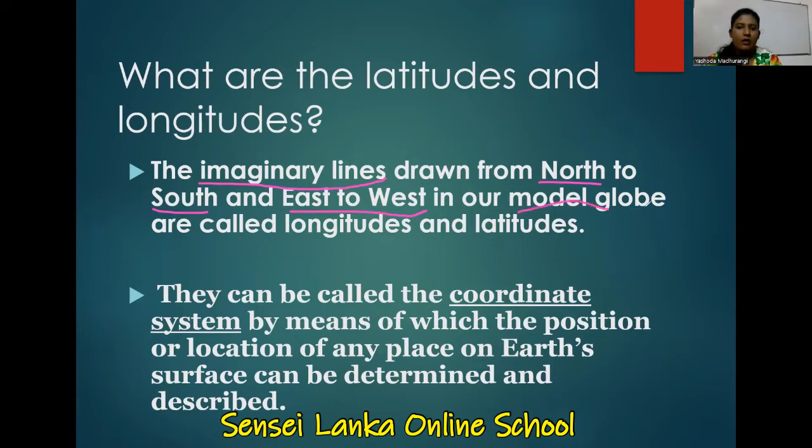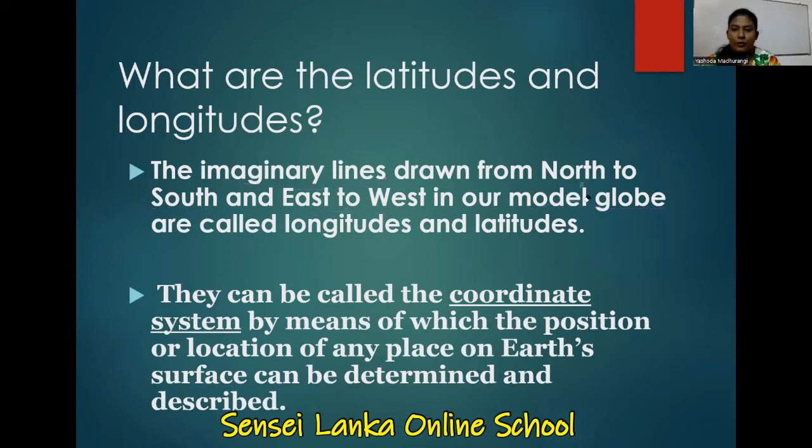Then in our model globe, what is model globe? ලෝක ගෝලය, ආදර්ශ ගෝලය. අපේ පෘථුවිය කියලා අපි හිතාගෙන හදලා තියෙනවා ගෝලයක්. It is just like a ball. So, we are drawing these imaginary lines from north to south and east to west. Where do we draw? කොහෙද අඳින්නේ? On our model globe. So these imaginary lines are called longitudes and latitudes. I think now you have a small understanding about the lesson.